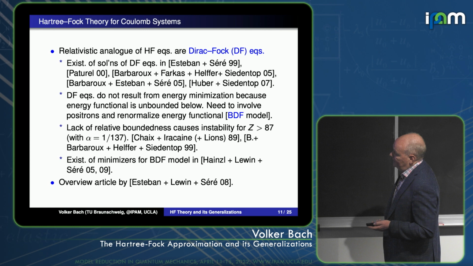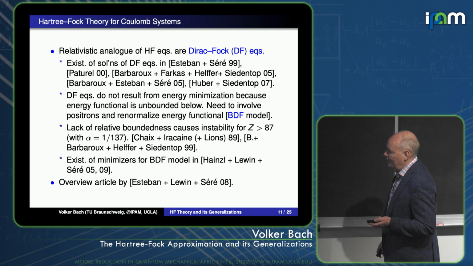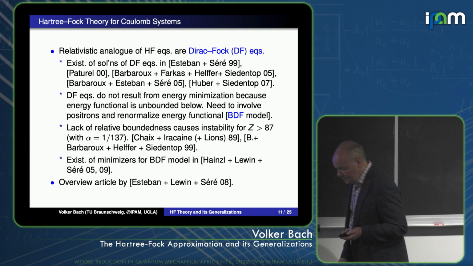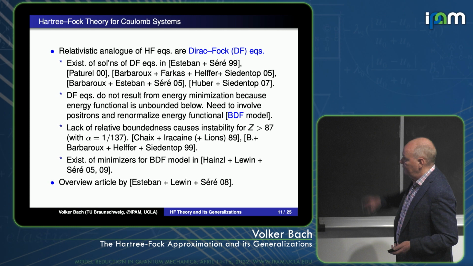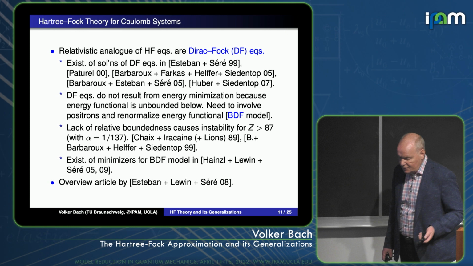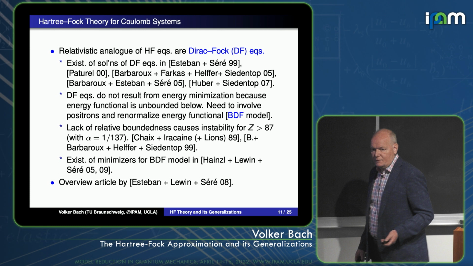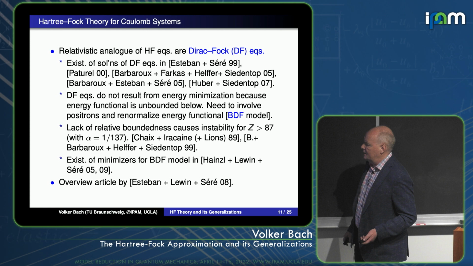So either way, it's not directly the Hartree-Fock method that can be applied here. And if we use positrons to, so to say, normal order the negative energy electrons and then renormalize the energy functional, we in the end obtain the Bogolyubov-Dirac-Fock model, the BDF model, and that has also been analyzed in a series of papers listed below.